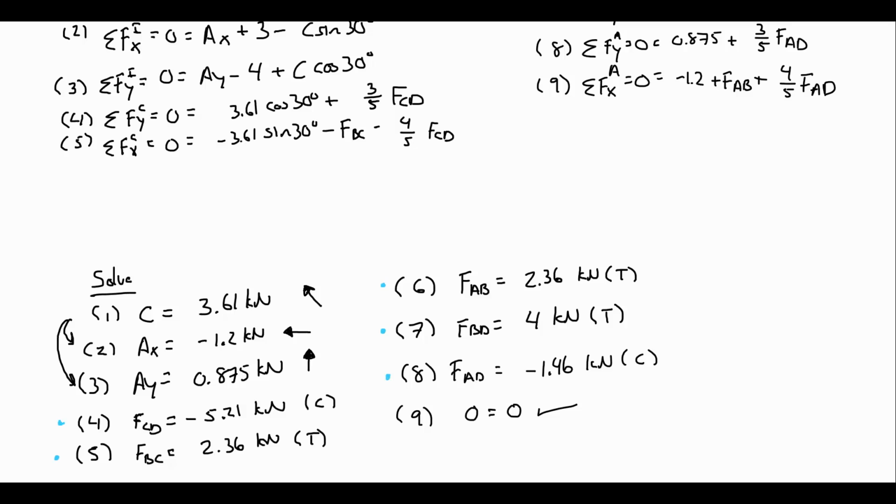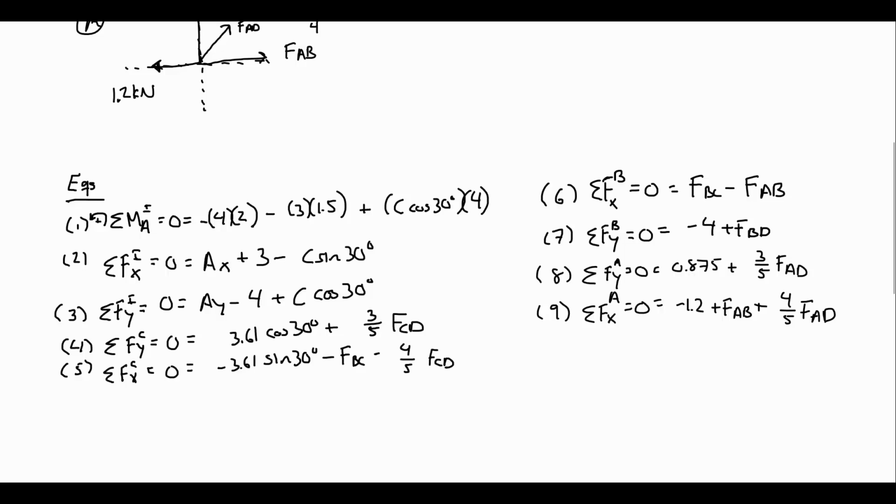So equation 9 turned out to not be another linearly independent equation. Only 8 of our equations were linearly independent. Only 8 of them gave us new information. 9 turned out to be redundant, although still true.